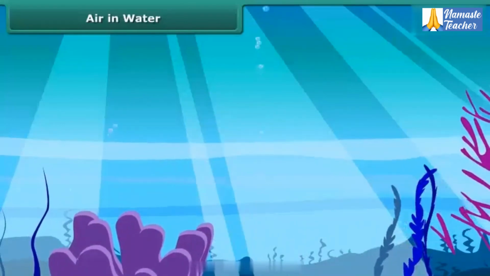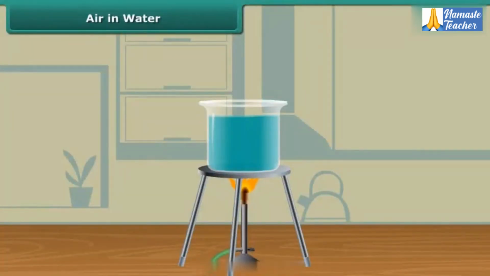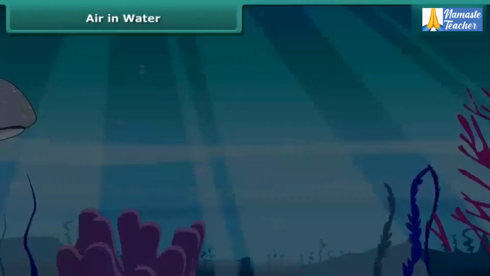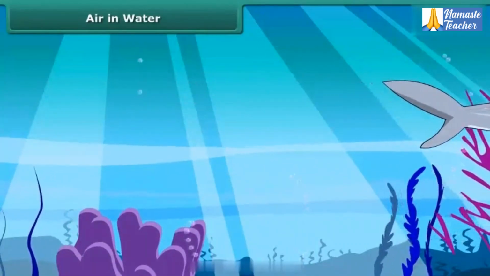Don't believe? Come, let us do an activity. Take some water in a beaker. Heat it to boil. Can you see the bubbles coming out? Where are these bubbles coming from? These are coming from the water only. Air remains dissolved in water at normal temperature, so we can't see it. When water is heated, the dissolved air comes out as bubbles. The animals and plants in water use the dissolved oxygen for respiration.